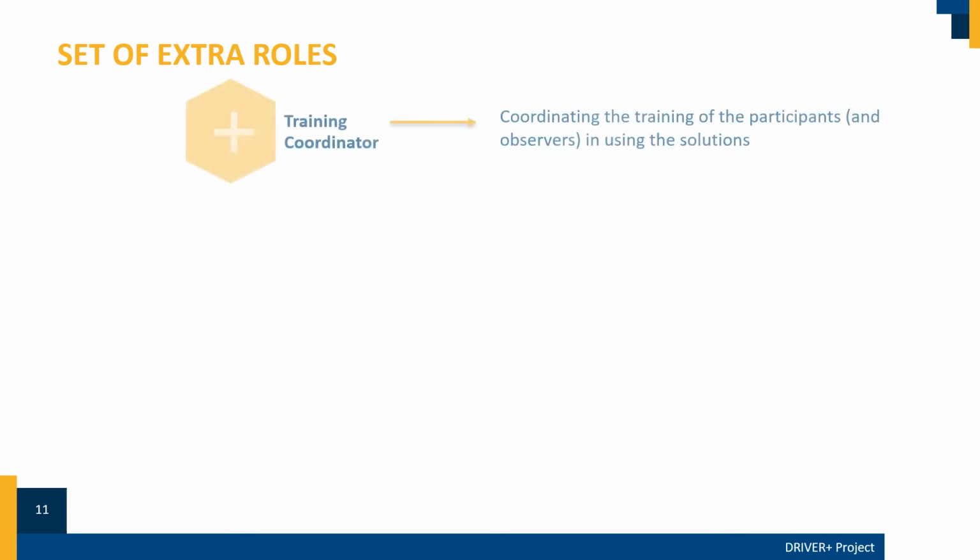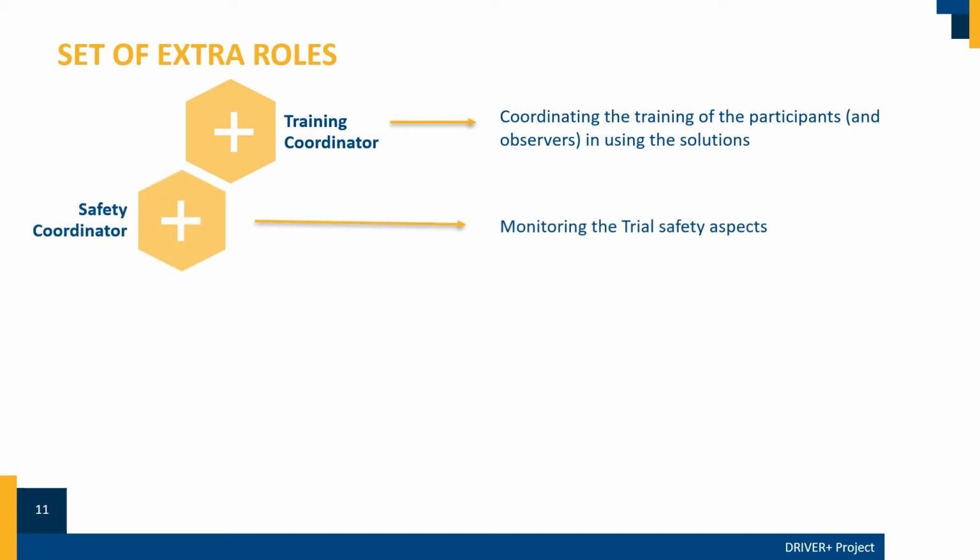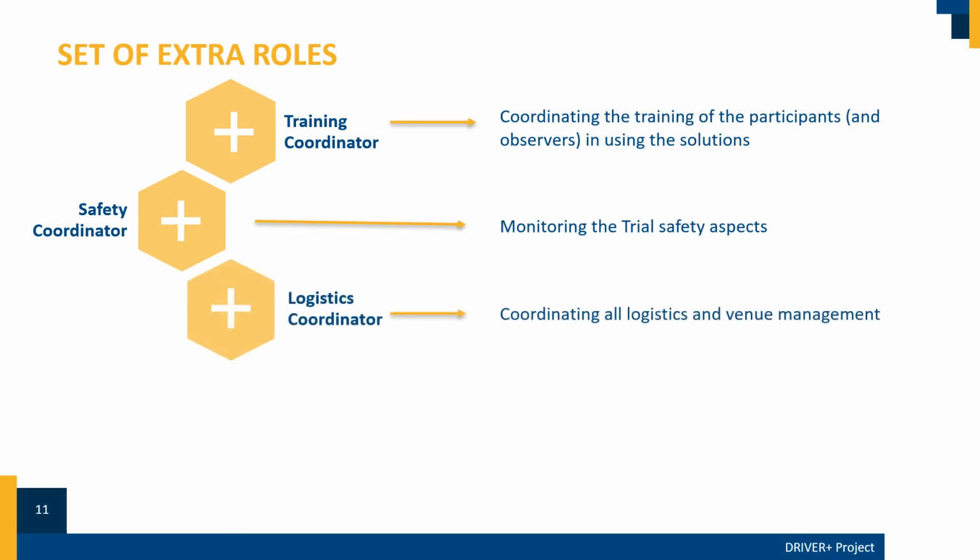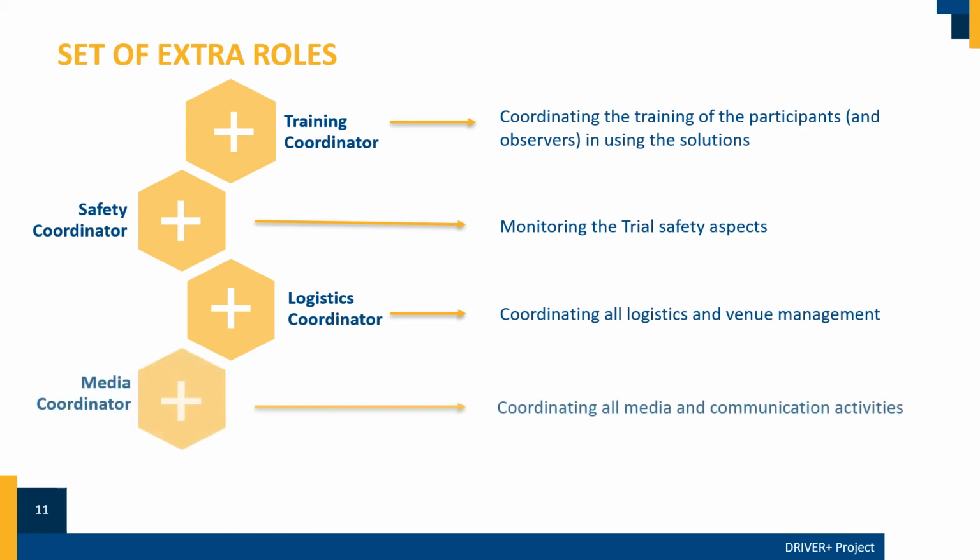The training coordinator is responsible for ensuring that high-quality training is conducted by the solution providers, such that the participants can use the solutions well during the trial. The safety coordinator ensures overall safety of the trial. This is particularly important in case you use, for instance, outdoor locations, physical equipment, or execute your trial like a live exercise. The tasks of the logistics coordinator are aimed at ensuring that all practical and logistical matters of the trial event are fully prepared and executed according to plan. Think of catering, transports, and venue management. And the last role proposed here is the media coordinator, who supports the trial committee in matters relating to the media and other communications.